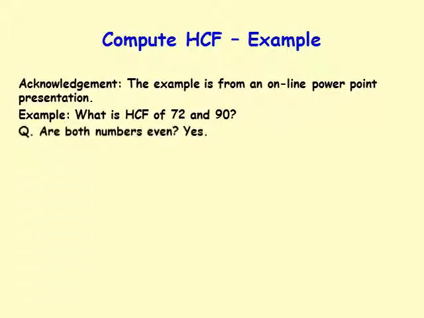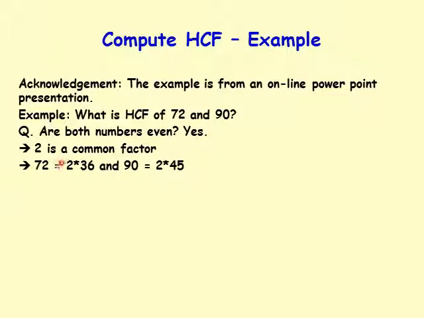Let's see, are both numbers even? We have to decide whether the numbers are divisible by 2, 3, 4, 5, 9, 11, 13, and so on. They are divisible by 2. That means 2 is a common factor, and 2 is also a prime factor. So 72 is equal to 2 times 36, and 90 is 2 times 45.